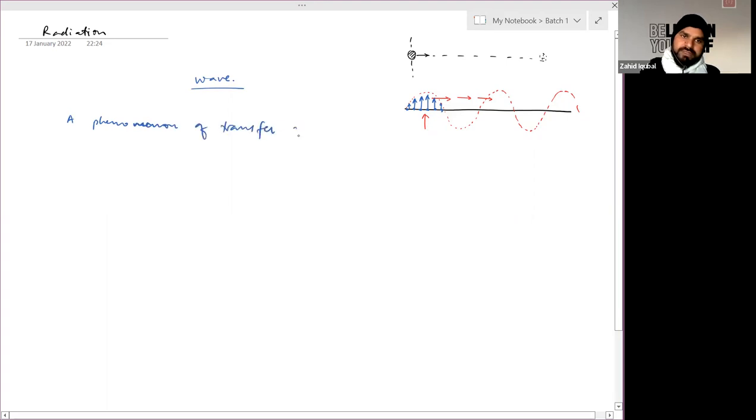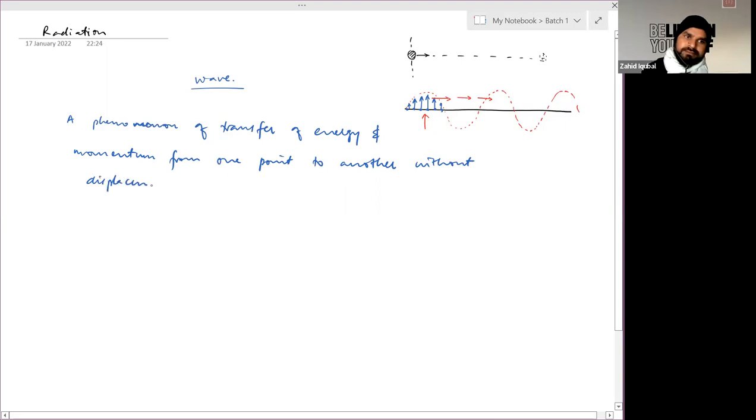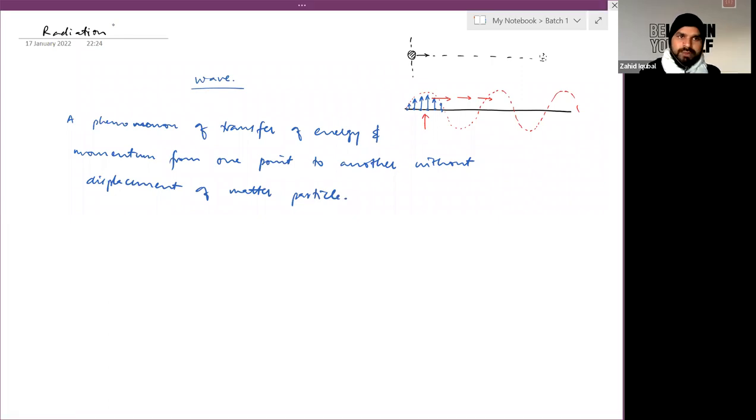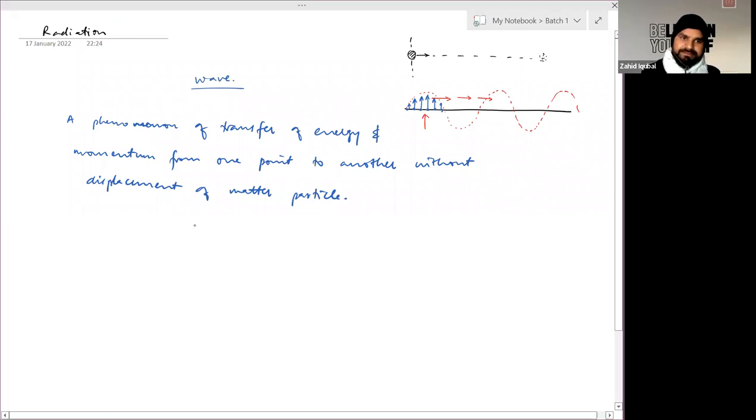Wave is a phenomenon of transfer of energy and momentum from one point to another without displacement of matter particles. In general, we have three different types of wave.